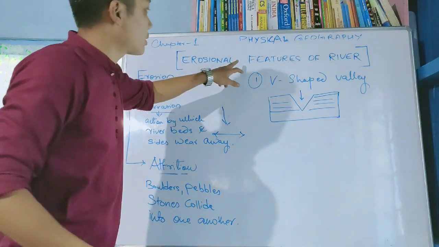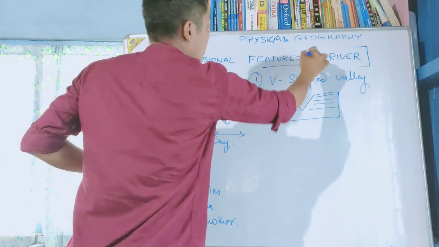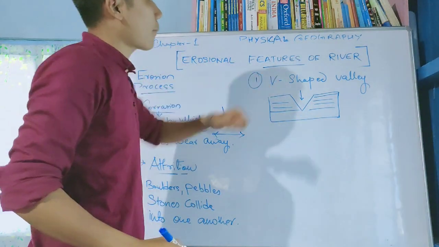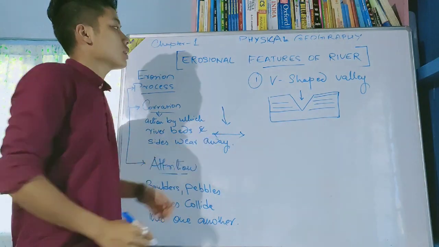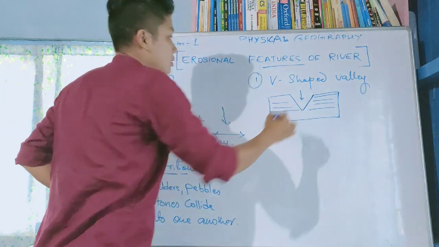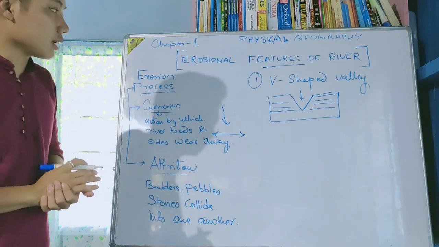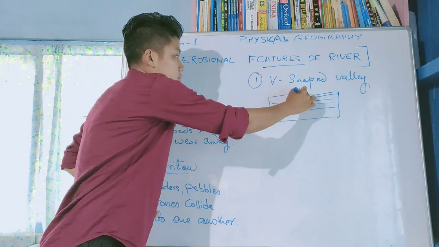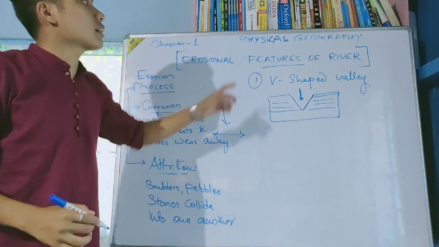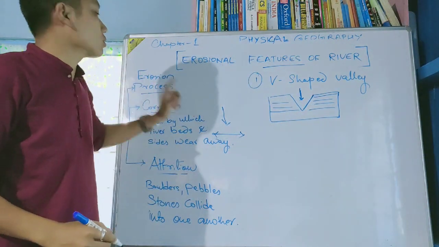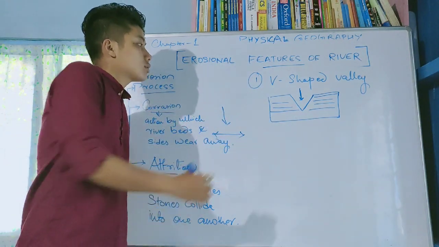Okay, let's come to the erosional features of the river. Number one is the V-shaped valley. Generally, we can see V-shaped valleys basically in mountainous areas. A V-shaped valley is mainly carved out by the process of downward erosion.